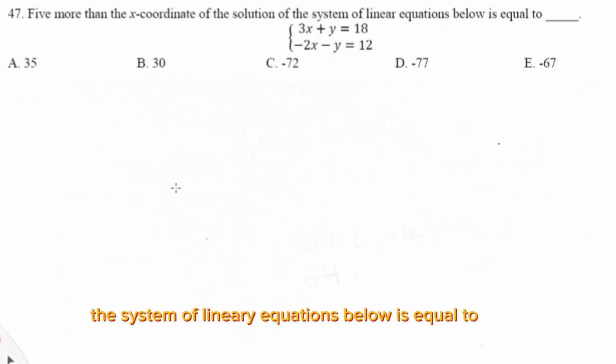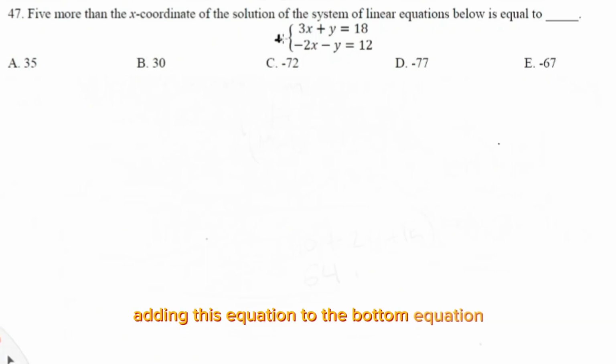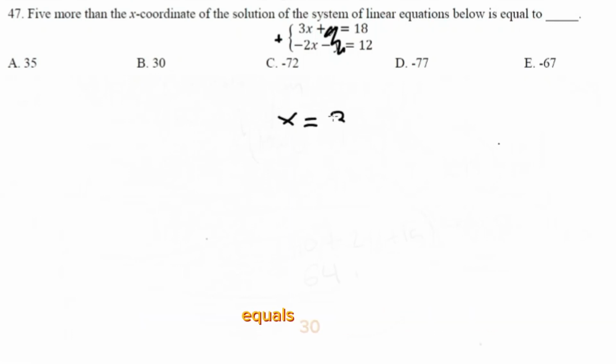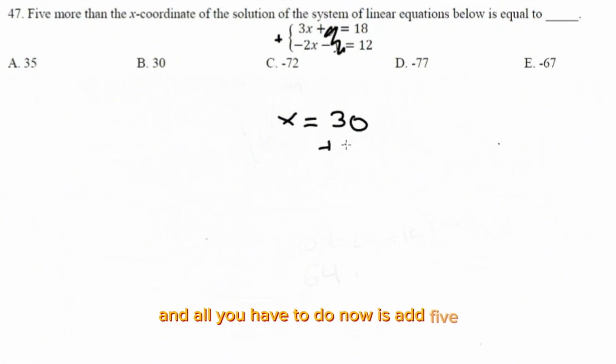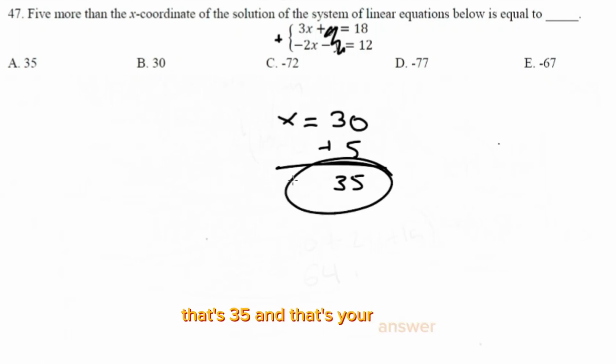Next, 5 more than the x-coordinate of the solution of the system of linear equations below is equal to blank. Alright, so we have this system of equations: 3x plus y is equal to 18 and -2x minus y equals 12. We're solving for the x value, so we want to cancel out the y values. We can do this by just adding this equation to the bottom equation. So we can cancel these out, and this becomes x equals 30. Now all we have to do is add 5. And that's 35. And that's your answer.